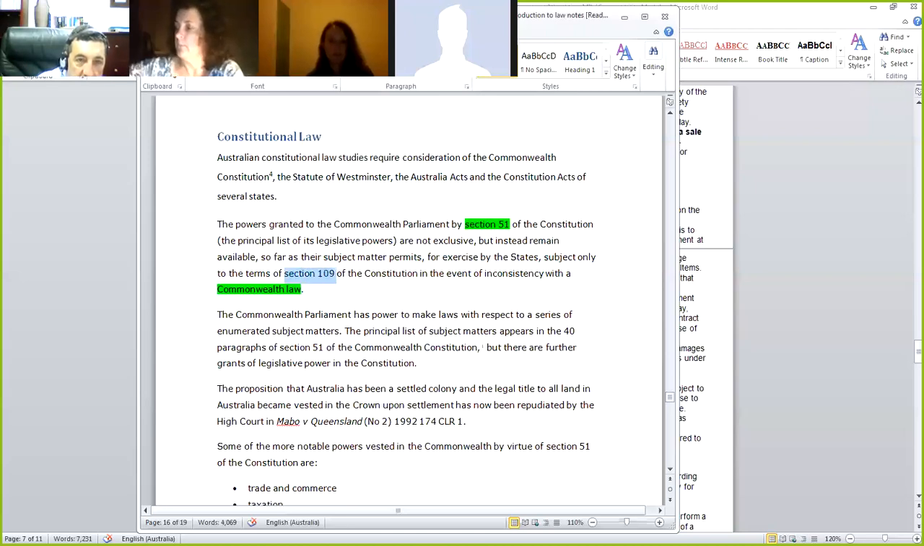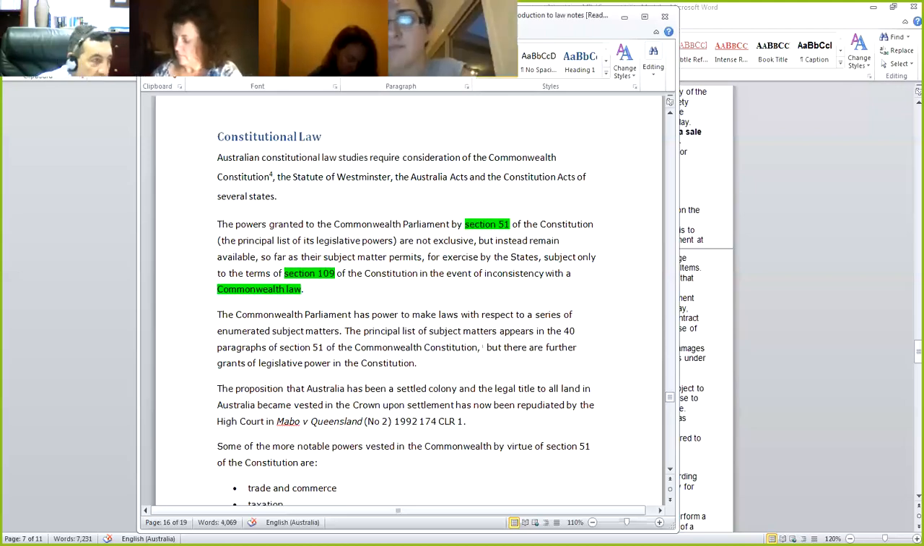But if there is a conflict between state law and Commonwealth law, then Section 109 says that if there's an inconsistency, we go with the Commonwealth law. So take an example, it may well be that the states have power to make laws in relation to same-sex marriages. Let's say if there's a dispute or an inconsistency between laws, then the Commonwealth law will prevail in those circumstances.